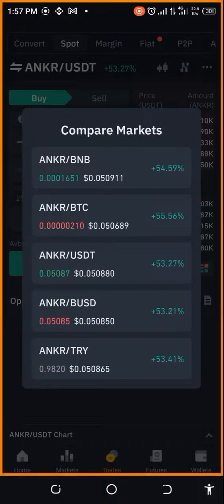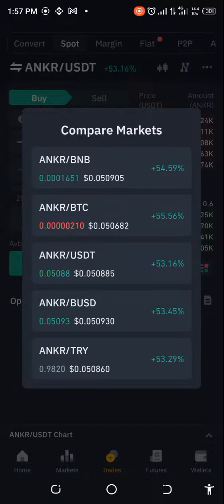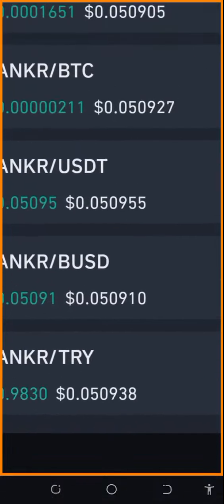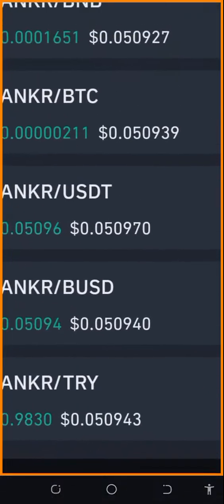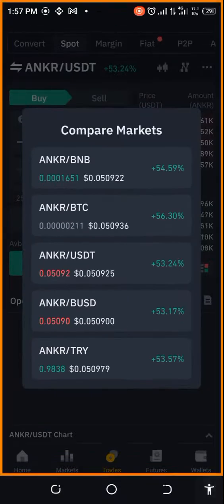Okay, today we're currently on ANKRUSDT. We're on the compare markets for ANKR coin, and we're looking at the opportunities that are there. So we're looking at the prices. I can see the prices are rapidly changing. For a few moments, I've been seeing it change up and down. So I'm just waiting for it to get to a very considerable range.